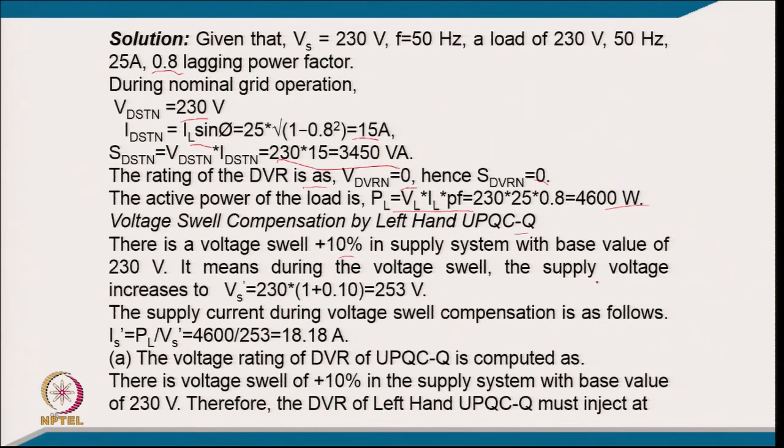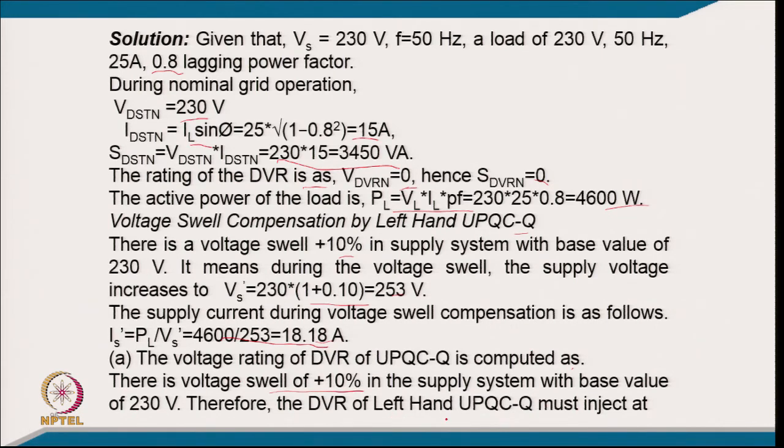It means during voltage swell the supply voltage increases, typically to 253, and the supply current during the voltage swell compensation is typically the active power of the load, 4600, divided by 253. So the current becomes 18.18, and the voltage rating of the DVR we can calculate from the voltage swell of 10%. So we can calculate the value from 230 volt.